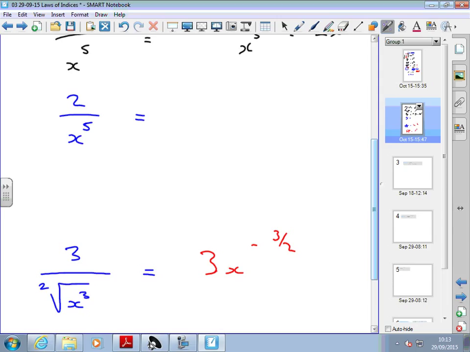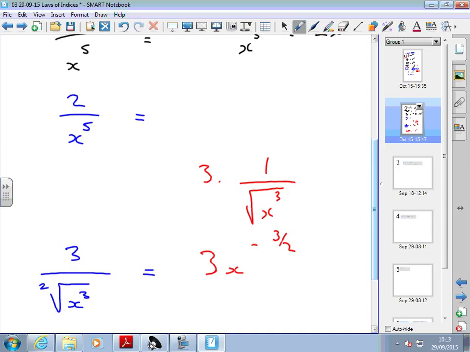Three times the inverse of the square root of x cubed is how you think of that. Often when we've got the square root, we don't put the 2 in. So if there's no number outside the root, that implies it's a square root. So you might see that, no 2 here.